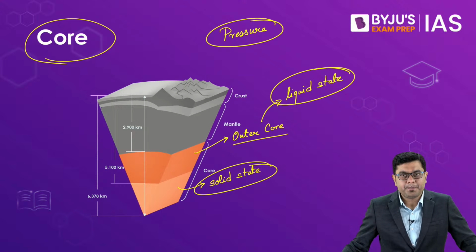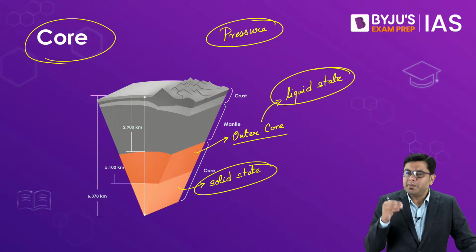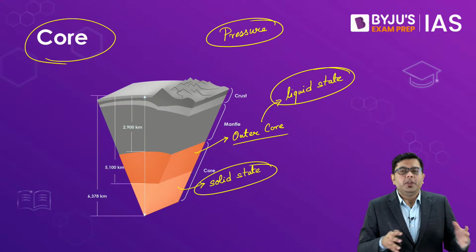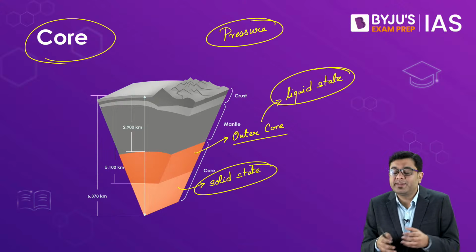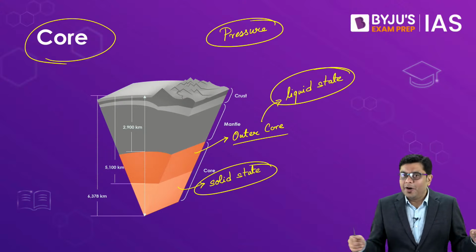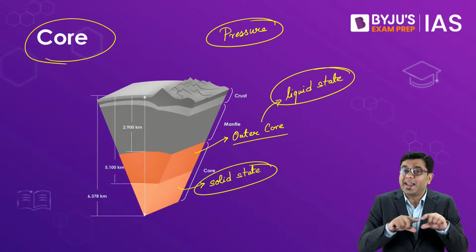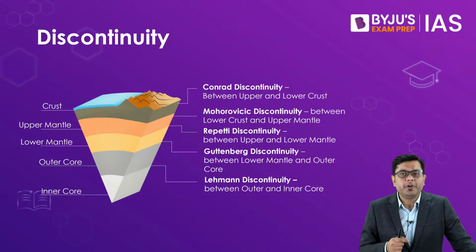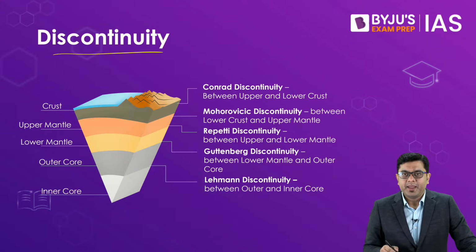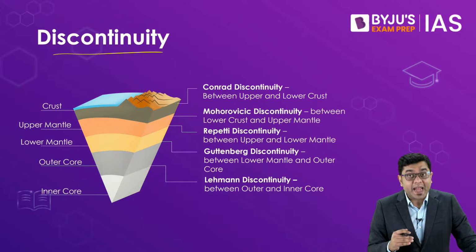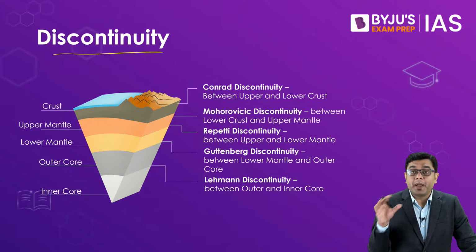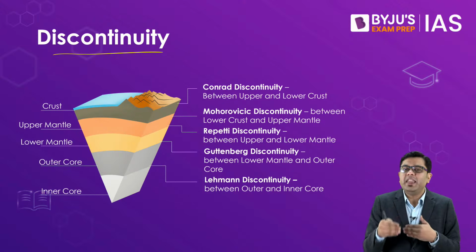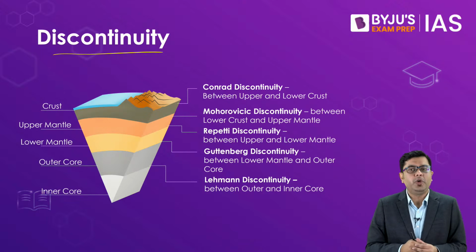So we have seen that as we move from the upper crust, that is from the surface, to the inner core, you have different types of materials at different depths. Now, these different structures and layers are demarcated by a zone which we refer to as a discontinuity. And between the upper crust and the inner crust, between the upper mantle and the inner mantle, as well as between the outer core and the inner core, we have different types of discontinuities.